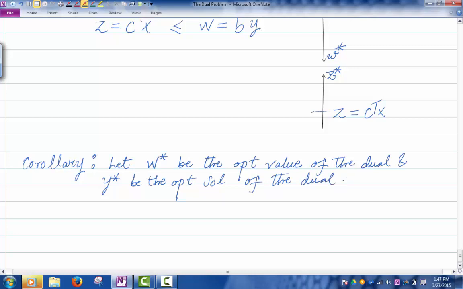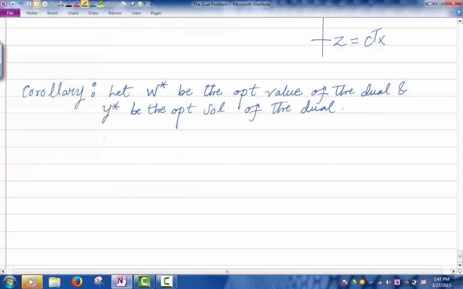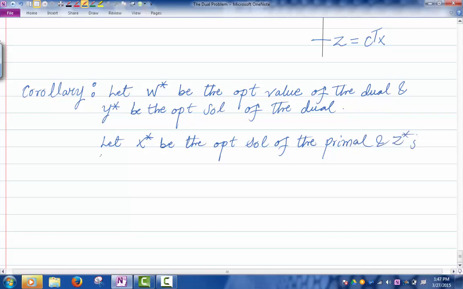So what I'm saying is that y star is the optimal solution, and then when you evaluate w at y star, you get the optimal objective value for the dual. And similar notation for the primal. Let x star be the optimal solution of the primal, and z star is the optimal value of z.